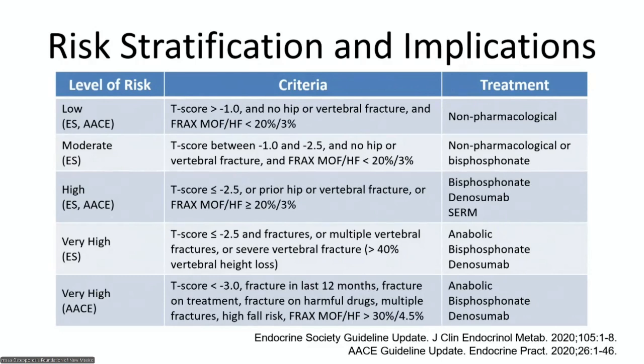So we think of very high risk when the bone density is very low, when there's been a recent fracture, when there's been multiple fractures, when FRAX is very high. These are the times when we should consider anabolic therapy. There's nothing wrong with a bisphosphonate or denosumab, but if you want to do the most for your patient, that might be with anabolic therapy first.